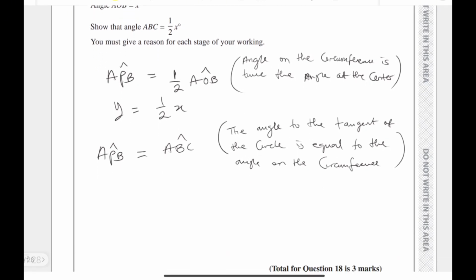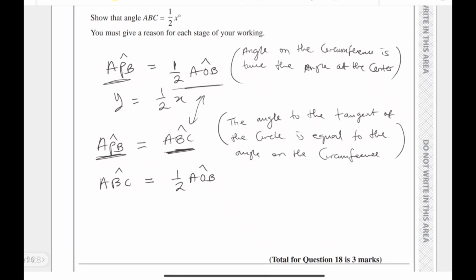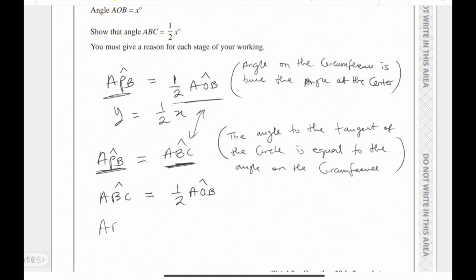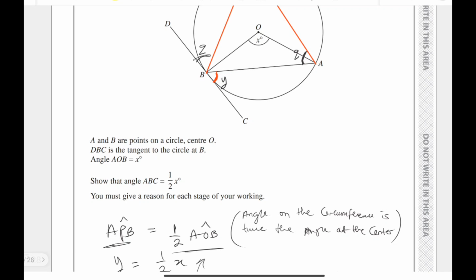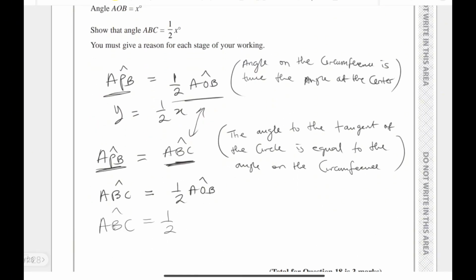I believe we can see the relationship now. It implies that ABC is equal to what? Half AOB, because ABC is equal to APB and APB is equal to half AOB. So that means these two are equal. So ABC equals half AOB. And AOB, as we can see, is x. So that means ABC is equal to half x degrees. So that is proved as required.